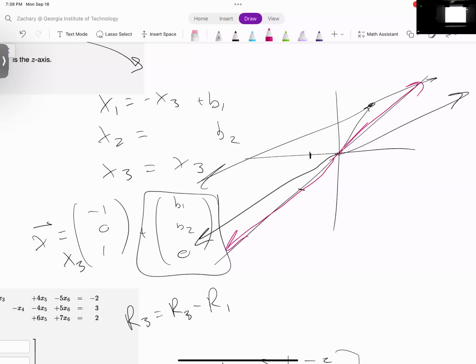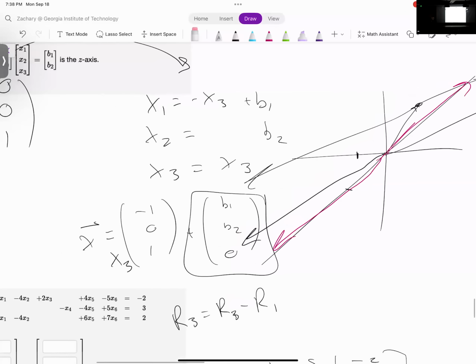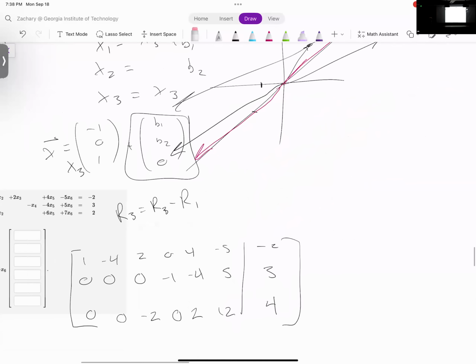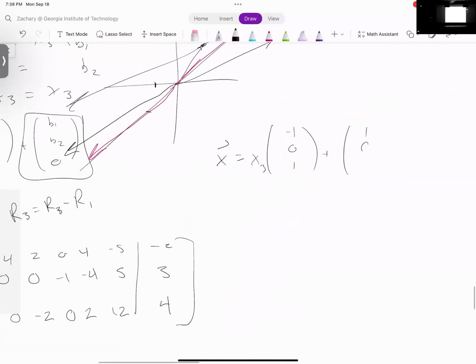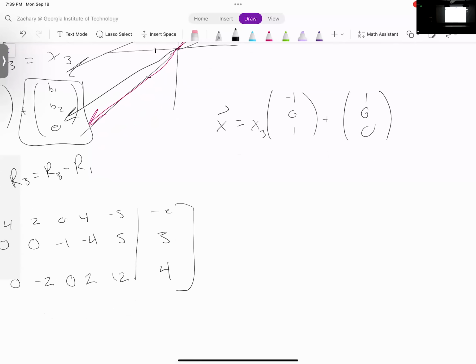Question, what if B1 was 1 and B2 was 0? All right. What if B1 was 1 and B2 is 0? We have the x vector equals -1, 0, 1 times x3 plus 1, 0, 0. Someone give me a value for x3. Start with 1. X3 equals 1. What is my solution for that? That gives me the vector 0, 0, 1.